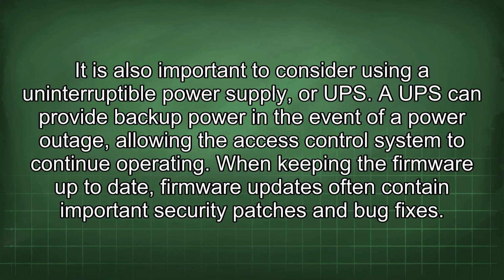It is also important to consider using an uninterruptible power supply, or UPS. A UPS can provide backup power in the event of a power outage, allowing the access control system to continue operating. When keeping the firmware up to date, firmware updates often contain important security patches and bug fixes.